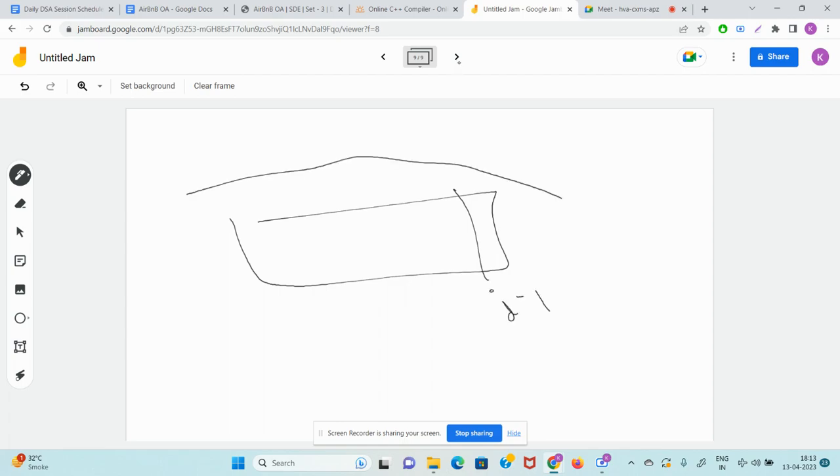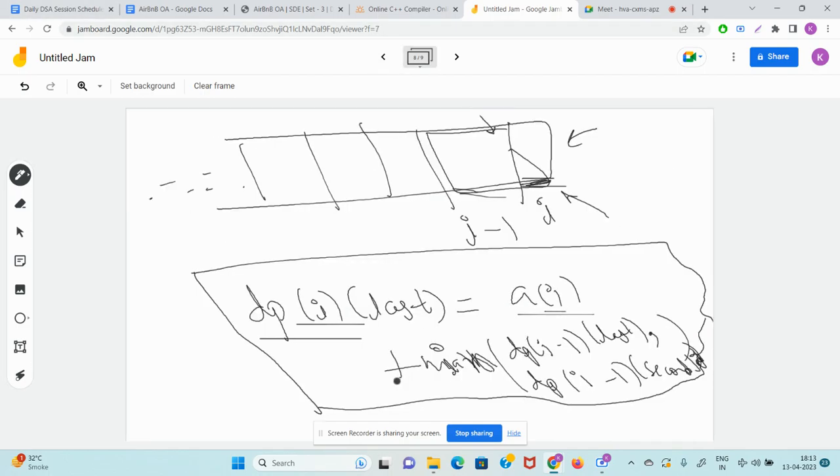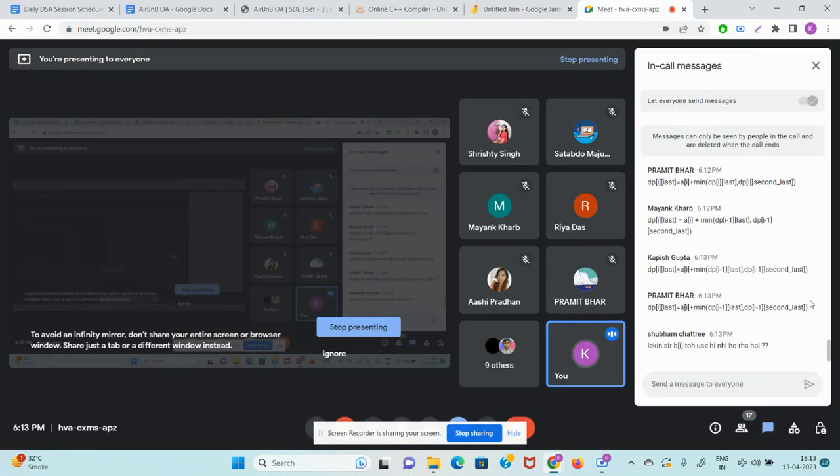तो इसका आंसर तो अपन को पहले से पता है. इसका आंसर क्या है? dp of I minus 1. That's why I wrote a of I plus minimum of dp of I minus 1 last and dp of I minus 1 second last, because anyone can be better, na. That's why I wrote both the states of I minus 1. Clear, guys? Write the formula in the chat. Someone write the formula in the chat.